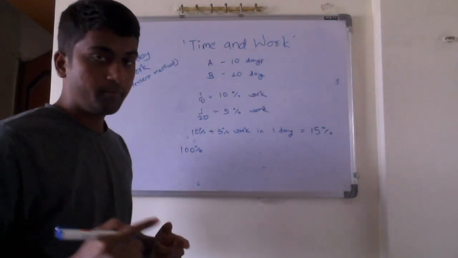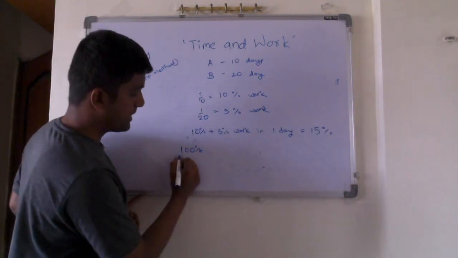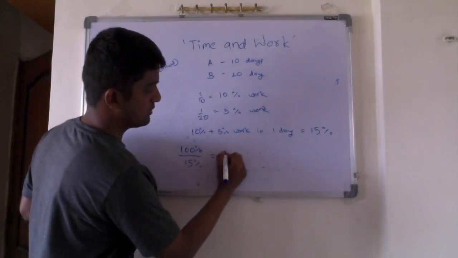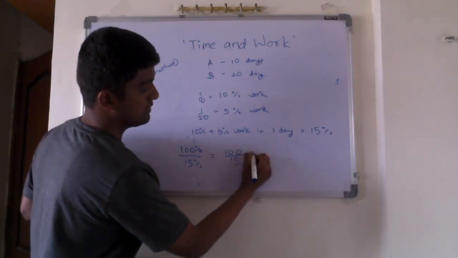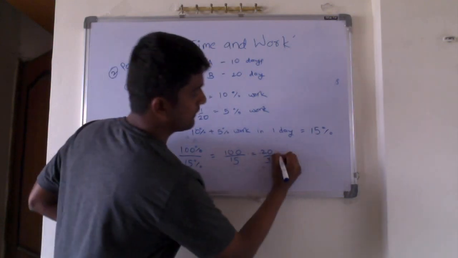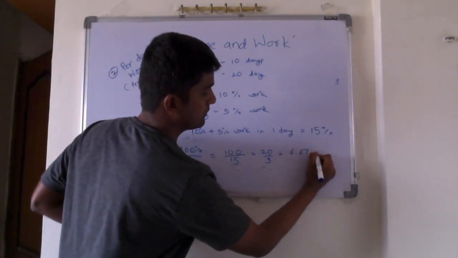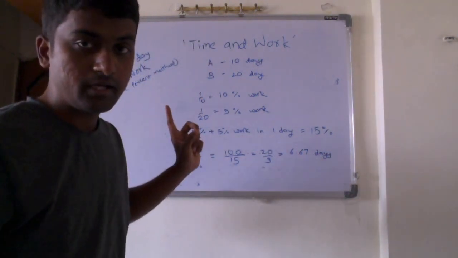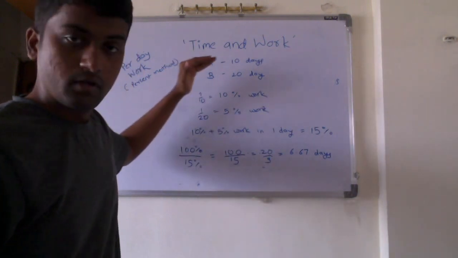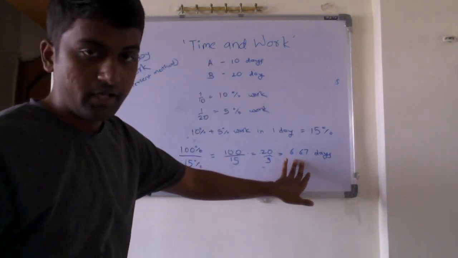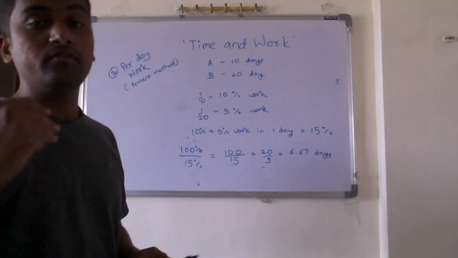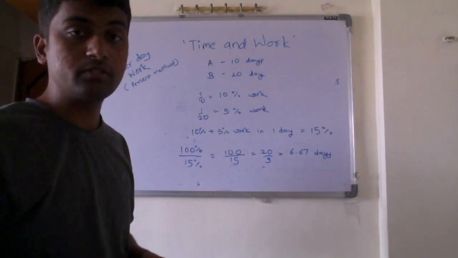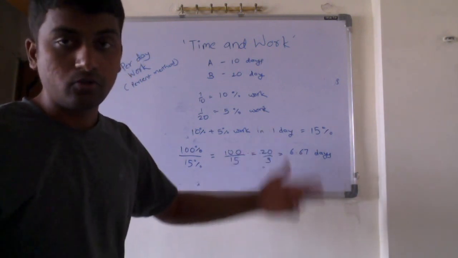So to complete 100% work, how many days will they take? 100% divided by the 15% which they are able to complete in one day. So this answer is 100 by 15, which is again 20 by 3, which is equal to 6.67 days. So this answer is also equal to what we got by our initial method, 6.67 days.